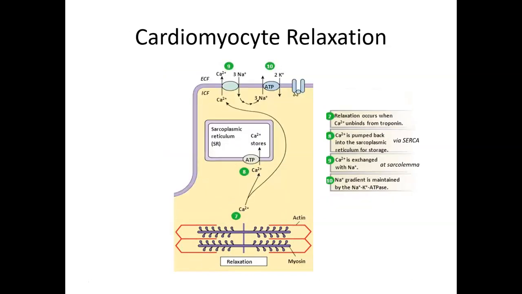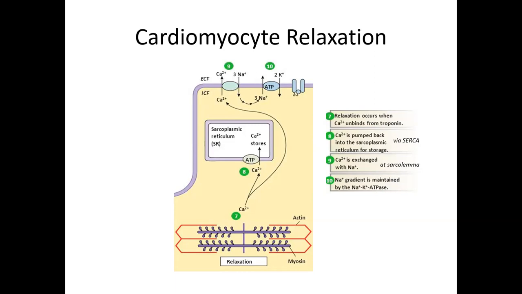So for cardiomyocyte relaxation, calcium is going to unbind from the troponin. Now it's back into the cytosol. Those high cytosol levels are going to go over to the SERCA pump. Calcium is going to be pumped back into the sarcoplasmic reticulum utilizing ATP, and it's going to be stored there.